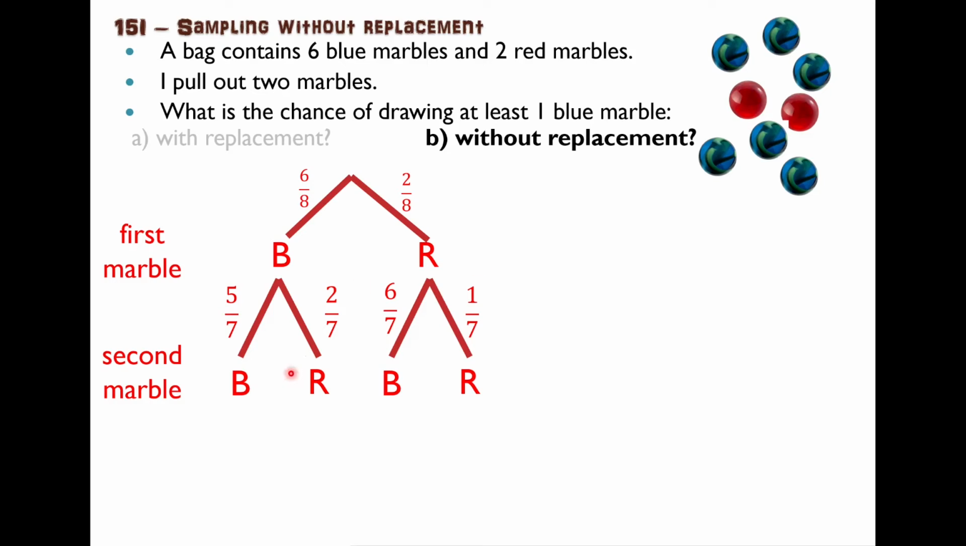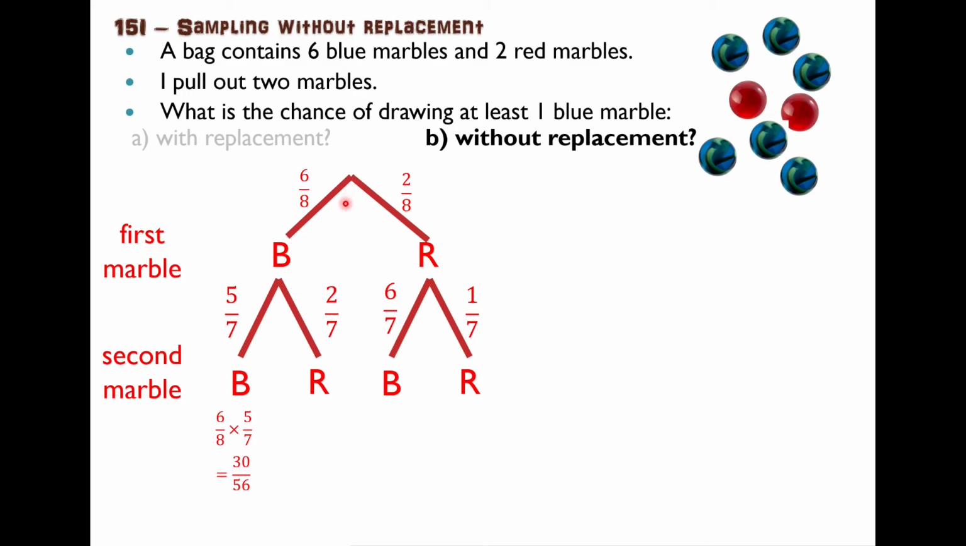Now we can figure out the probability of each of these 4 outcomes. This outcome here represents getting a blue for the first marble and a blue for the second marble. So the probability is the 6 out of 8 here multiplied by the 5 out of 7 here. 6 out of 8 times 5 out of 7. 6 times 5 is 30. 8 times 7 is 56. There's a 30 out of 56 chance that you get a blue and then a blue.